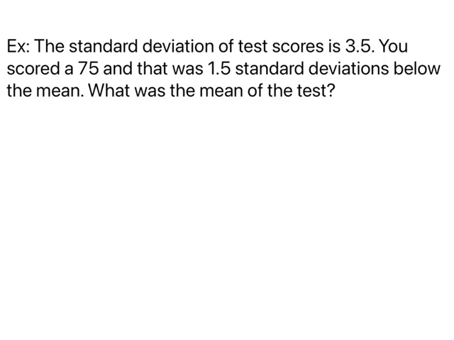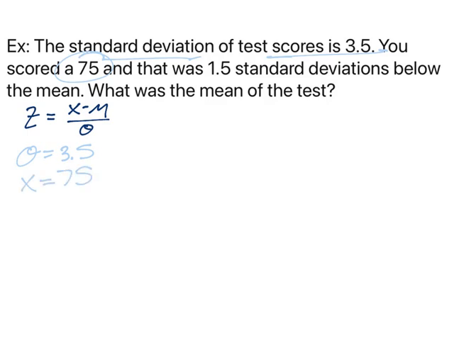The standard deviation of test scores is 3.5. You scored a 75, and that was 1.5 standard deviations below the mean. What was the mean of the test? Okay, so let's think back. We know the formula is z equals x minus mu over sigma. So what are we given? We're given the standard deviation is 3.5. So sigma is 3.5. You scored a 75, so x is 75. And that was 1.5 standard deviations below the mean. So that means my z-score is negative 1.5 because anything below the mean is negative.